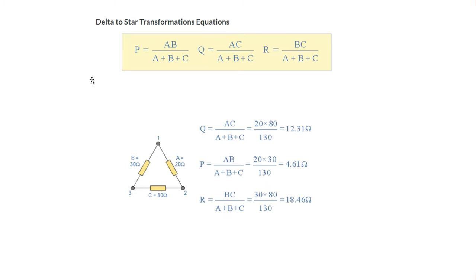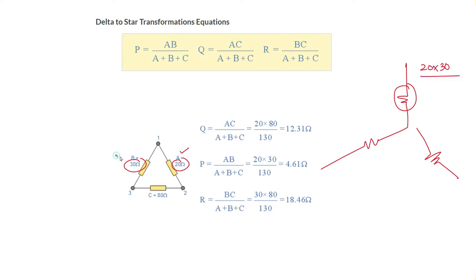Here is a problem on it. We have this delta connected load, and we want to convert it to a star connected load, something like this. To calculate this one, it would be equal to 20 multiplied by 30 divided by 20 plus 30 plus 80. This turns out to be 12.31.